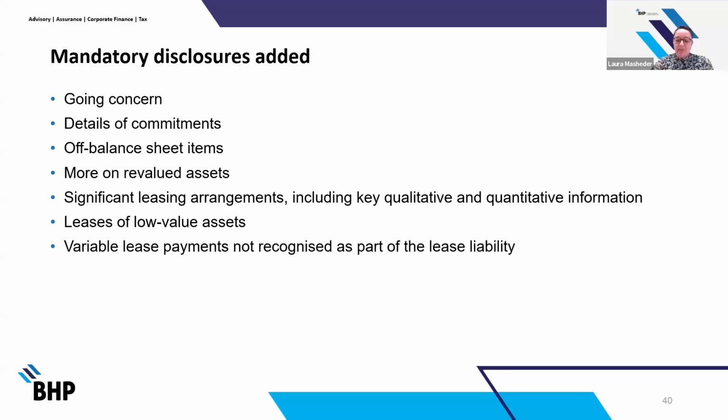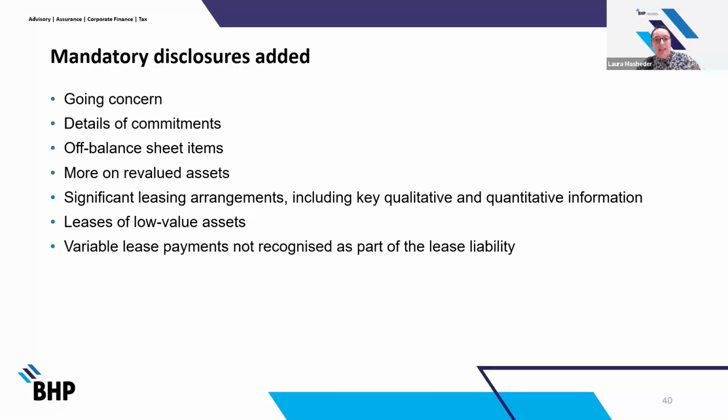Many of these were recommended in the last standard, so they were an appendix of the current version, but they weren't mandated because of the then EU legislation when that standard came out. So new mandatory disclosure includes a narrative around going concern, so why the accounts have been prepared on a going concern basis, and more disclosure around revaluations and unrealised gains in the accounts.